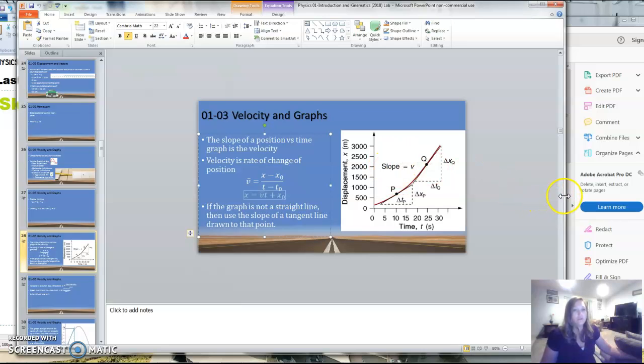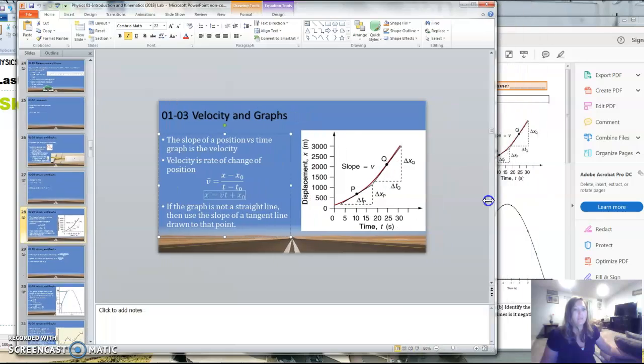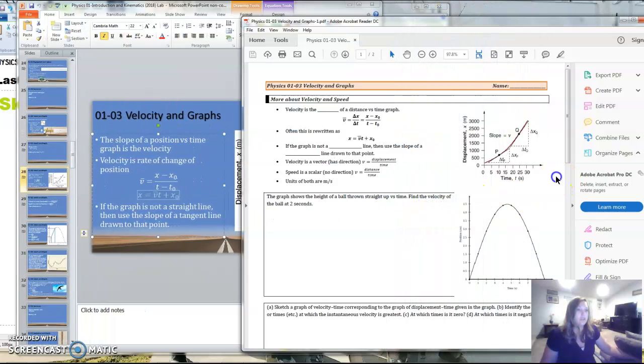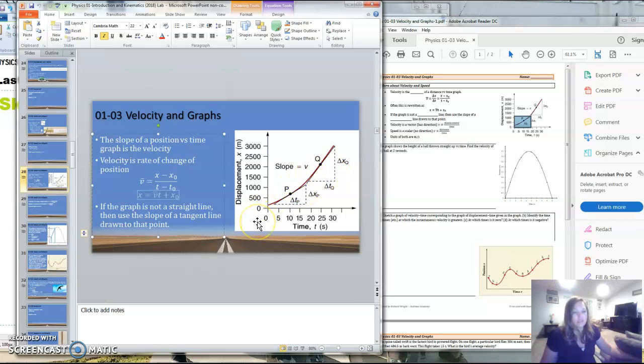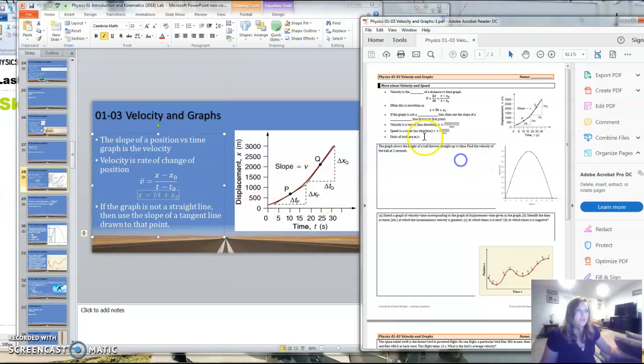And realize that a lot of times when we graph things, they change. In this particular place on your worksheet, you should have been able to see that if you draw a tangent line, which is also present right here, you calculate the slope of the line, and that will give you the information that you need. So the example right here says if the graph is not a straight line, then use the slope of a tangent line drawn to that point. You should be able to write in those equations and fill in the blanks on those.